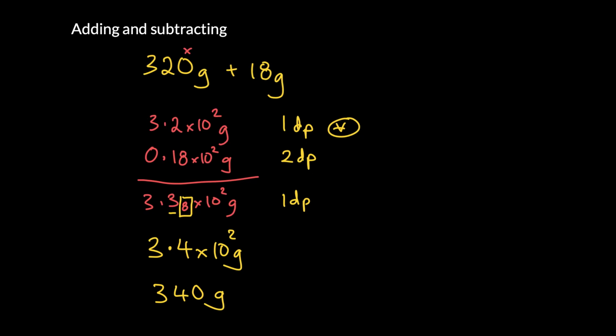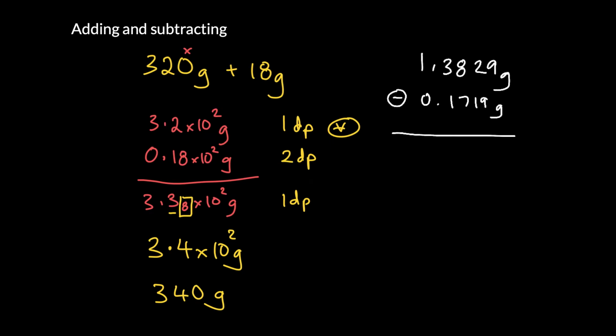Now if we look at another subtraction, we'll see that there's a trap, so we can learn how to spot the trap. Maybe we've got two masses and we want to subtract one from the other, so 1.3829 grams minus 0.1719 grams. The trap is our calculator. Those last two nines will cancel out. Our calculator won't even display a number here, so it'll say 1.211. Of course, we know the units are grams.